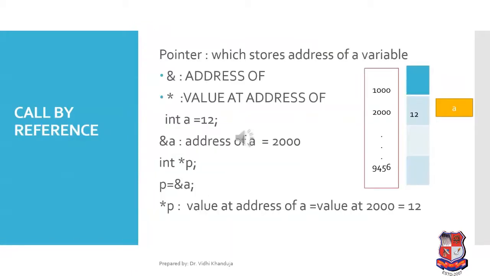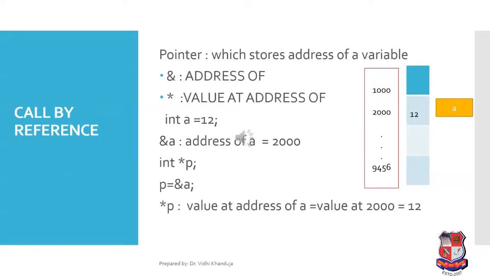Now, before we discuss the second method of calling a function, that is call by reference, let us first understand the basic concept of pointers. The ampersand stands for address of. It is a unary operator. Wherever you see an asterisk, read it as value at address of.